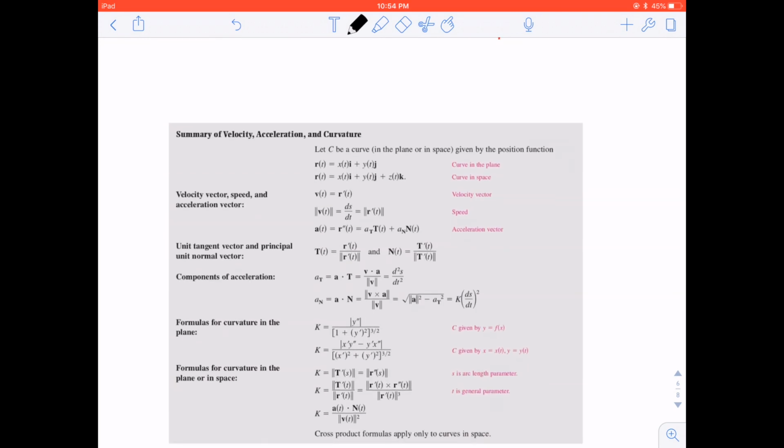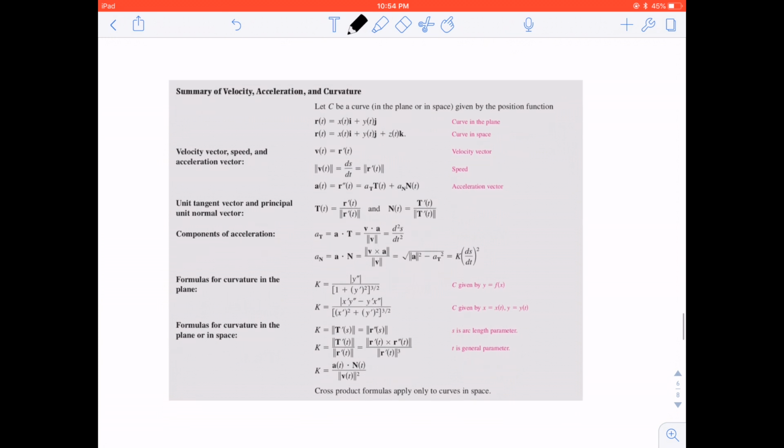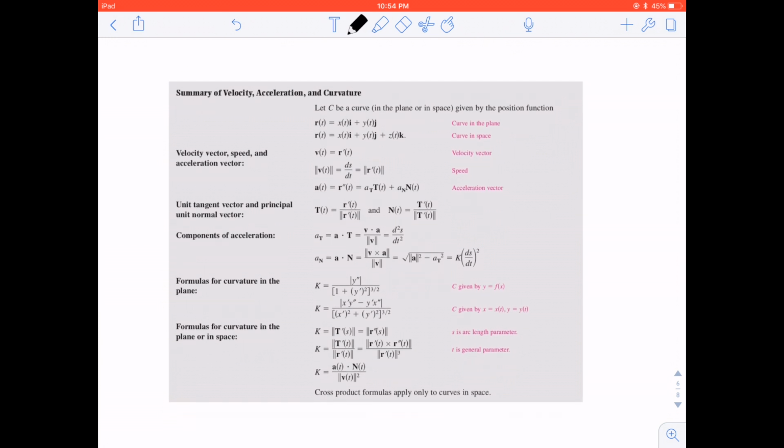And remember, whenever you have doubts doing homework, there's always the summary of velocity, acceleration, and curvature table at the end of section 12.5. Whenever you have any doubts or couldn't remember a formula, just refer to that table and you're going to know everything.